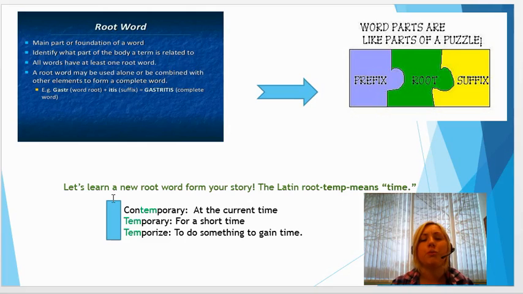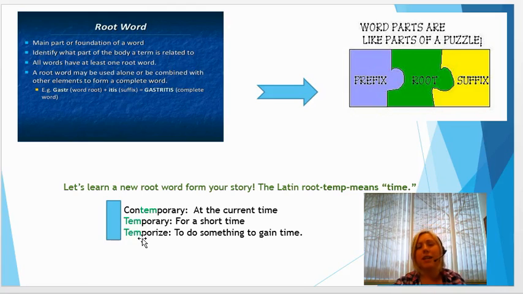Let's learn a new root word from your story. The Latin root temp means time. Let's look at some words that refer to time. Here's the first. Contemporary. Contemporary means at the current time. The root word is in the middle. The second word is temporary. Temporary means for a short time, and temp is in the beginning of the word. The last word is temporize, to do something to gain time. Here, the root word is in the beginning.